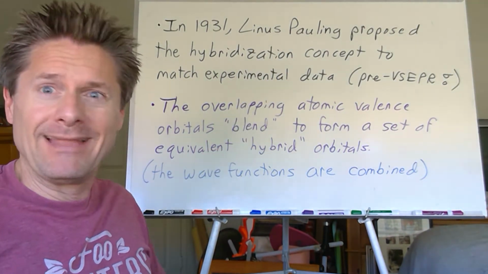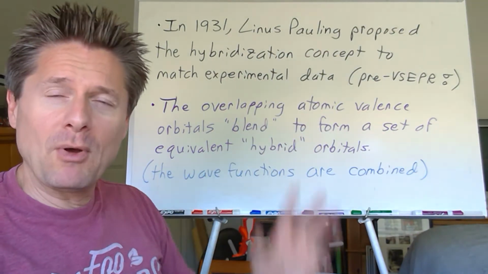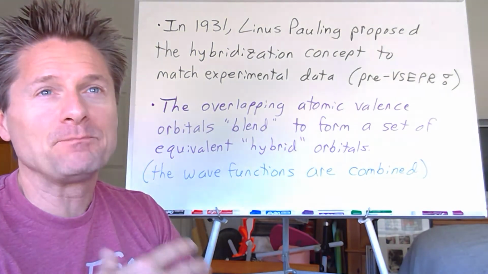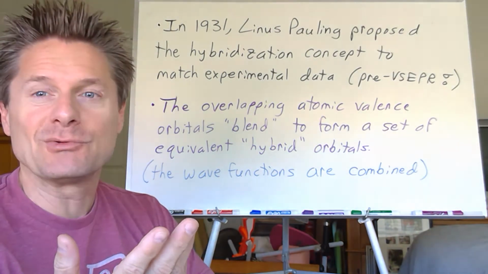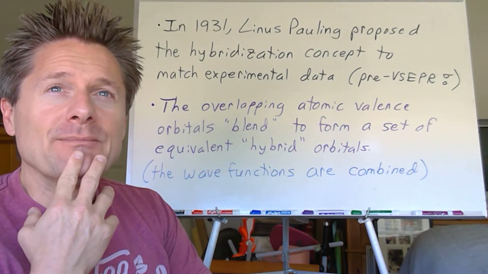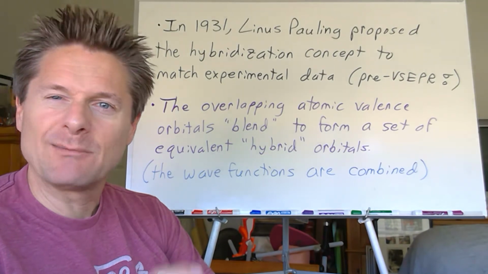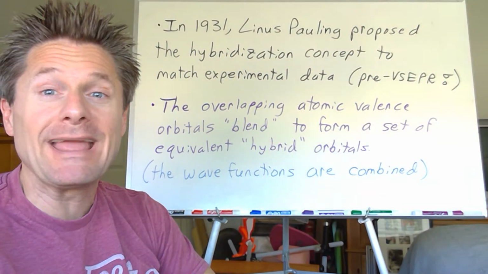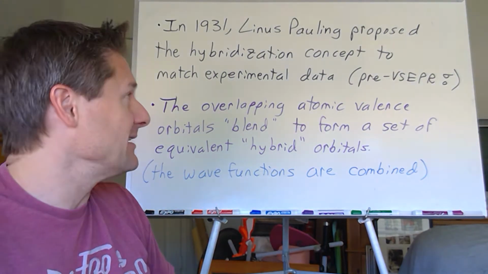But anyway, this is Linus Pauling. He's the electronegativity guy, right? So he noticed some issues with what they were using at the time to look at bonds and bond angles and whatnot. The whole bonding issue was kind of new still. He looked at the data and then proposed this hybridization concept to try to match the experimental data. And this is before VSEPR theory was even put together. So it's kind of weird. Hybridization came before VSEPR, and we teach it oppositely.